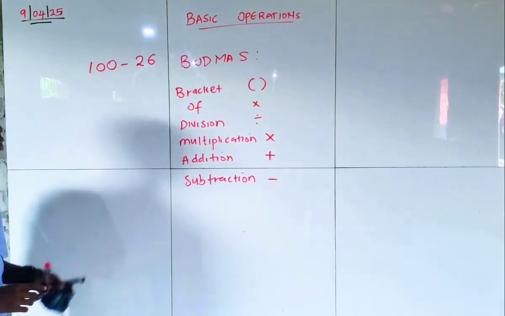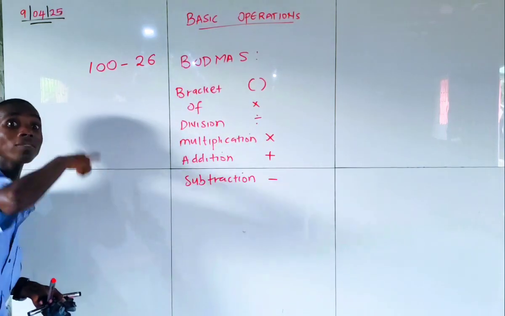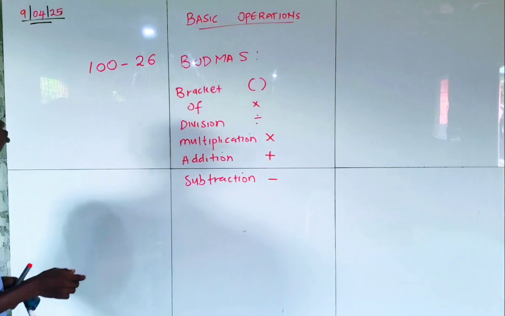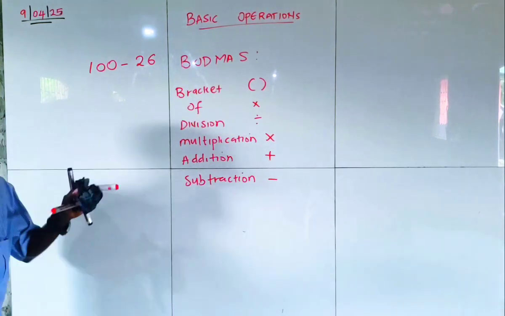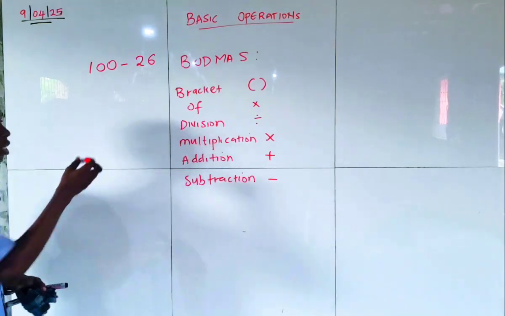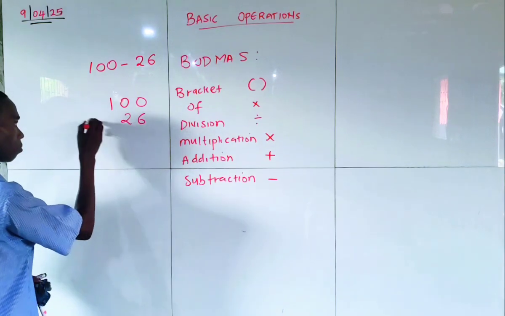Now, if you have 100 minus 26, instead of counting 100, 1, 2, 3, 4, 5, 6, 7, 8, 9, 10, 11, 12, 13, up to 100, and then minus 26, no, don't do that. What you need to do is arrange it in form of 100 tens units, which is 100 and then 26.